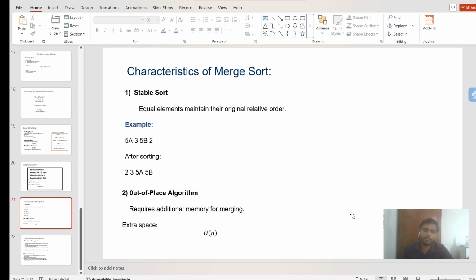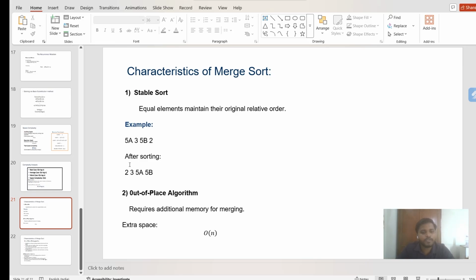Now let us see some important points about merge sort, apart from how it works and what its time and space complexity is. Merge sort is a stable sort. What do you mean by stable? Stability means equal elements maintain their original relative order. For example, if you have an array consisting of duplicate elements, even after sorting, the relative order should be preserved. Let us take this example: 5a, 3, 5b, and 2. After sorting, what will happen?